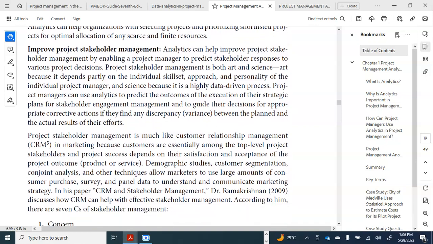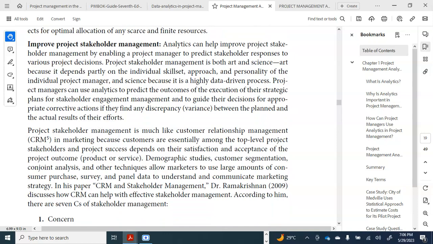Let me move ahead. Project stakeholders management is much like customer relationship management, a CRM, in marketing, because customers are essentially among the top level project stakeholders, and project success depends on their satisfaction and acceptance of the project outcome, that means the product or service. Demographic studies, customer segmentation, conjoint analysis, and other techniques allow marketers to use large amounts of consumer purchase survey and panel data to understand and communicate marketing strategy.